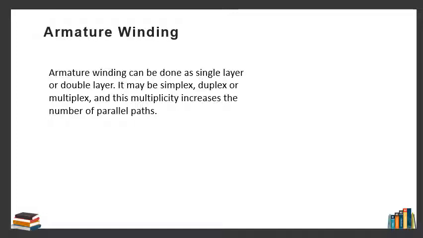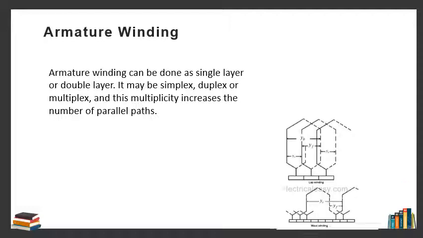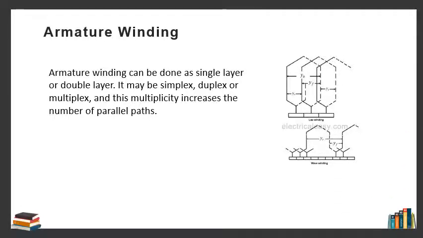The armature winding can be done as a single layer or double layer. It may be simplex, duplex or multiplex, and this multiplicity increases the number of parallel paths. In a diagram, you can see what is back pitch, what is front pitch, represented by YB and YF, and resultant pitch by YR, in the diagrams of lap winding and wave winding.